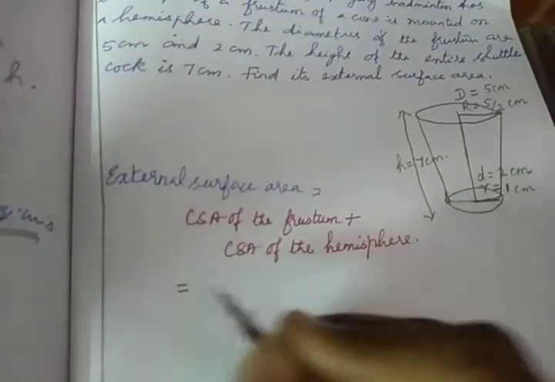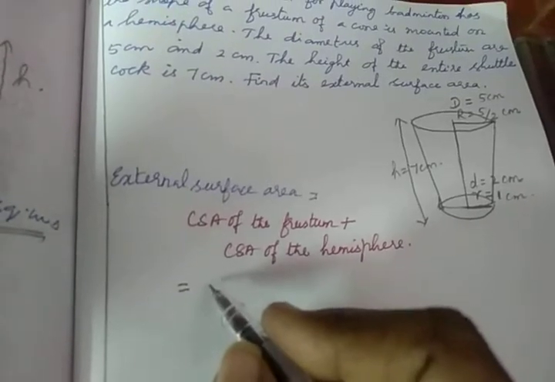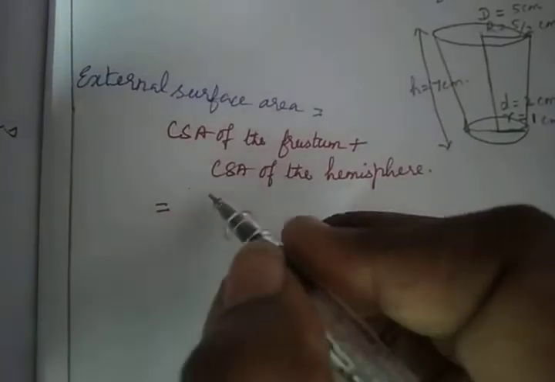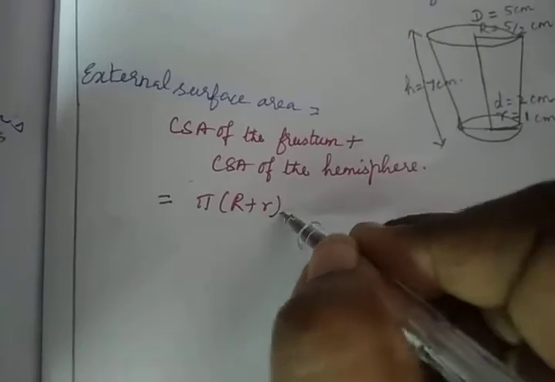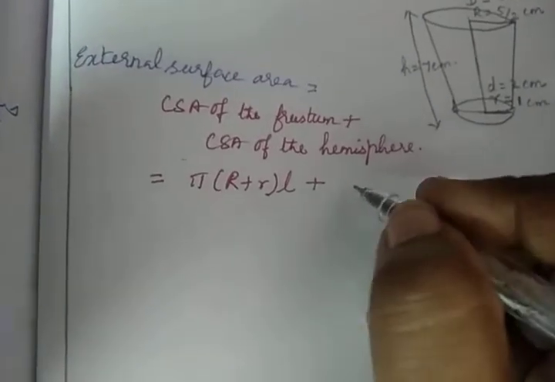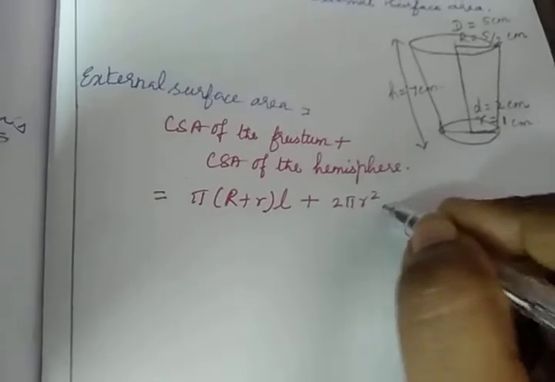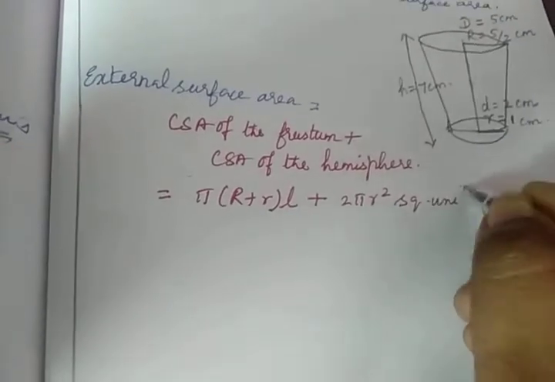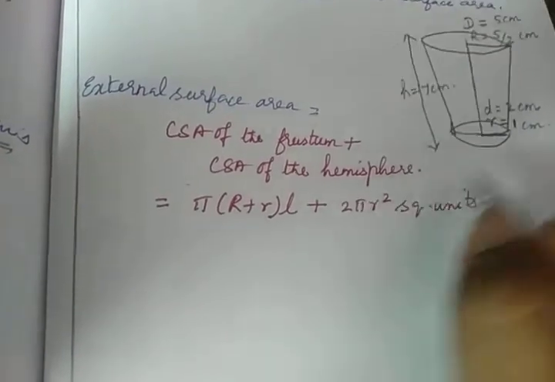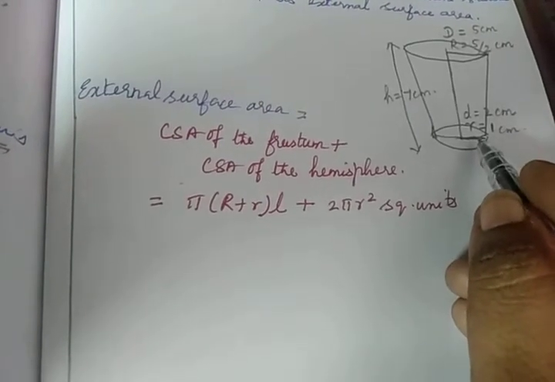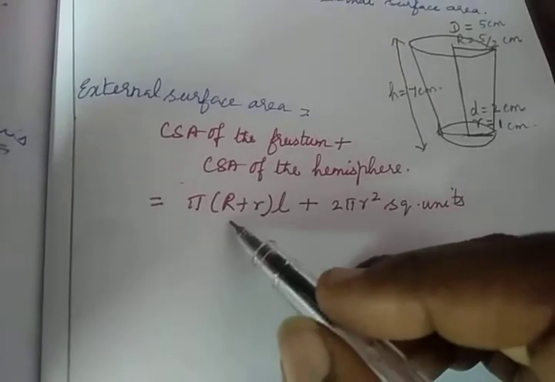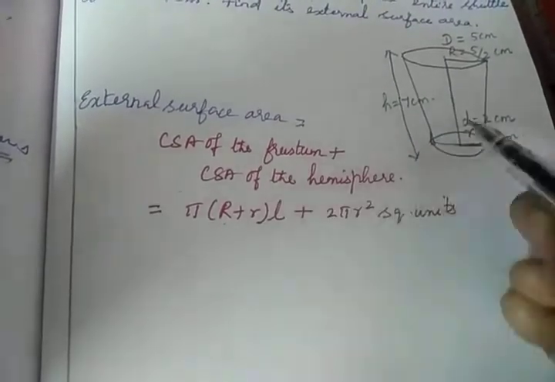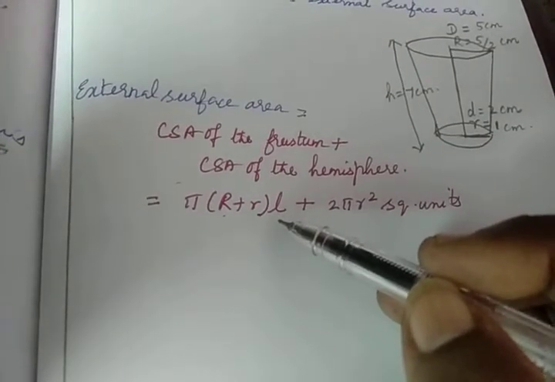So the formula for the curved surface area of the frustum is pi into capital R plus small r into L, plus the curved surface area of the hemisphere, which is 2 pi r square units. Here r is for the hemisphere, and the hemisphere's r and the frustum's small r are the same. Capital R we have found out, small r also we have found out. We have to find out the slant height L.